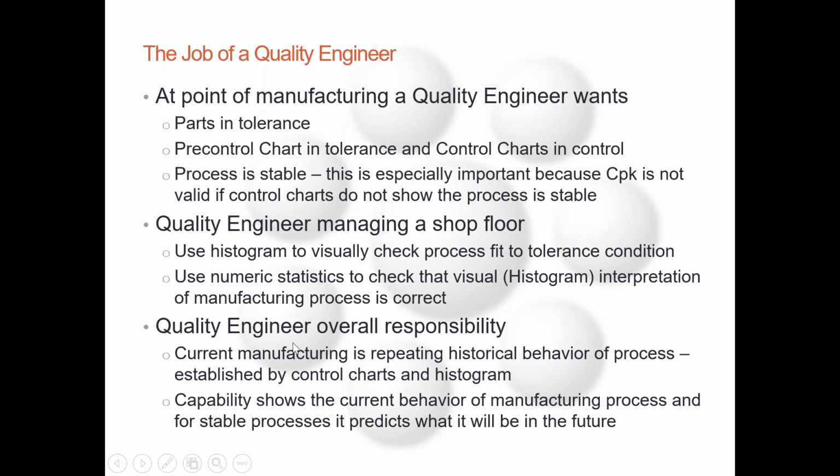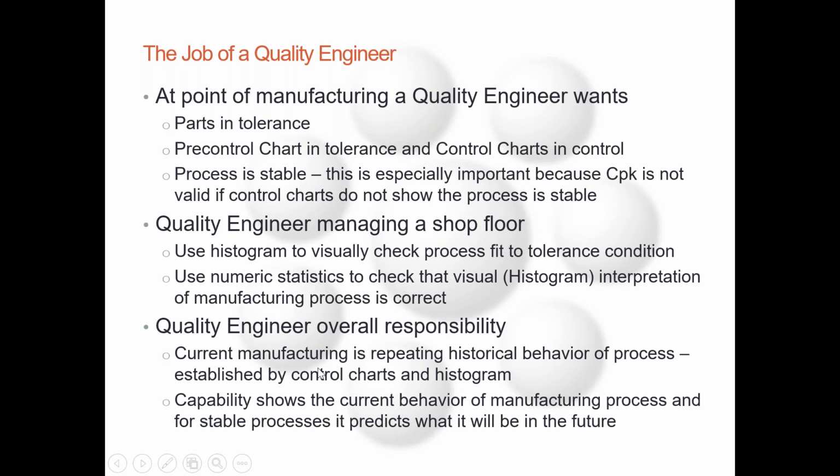The quality engineer's overall responsibility is to confirm that manufacturing is repeating the historical behavior of the process established by control limits. Remember, it's stability, and it's in control. And that shows that the current behavior of the manufacturing process is stable, and it predicts what will be in the future. Getting tongue-tied here, sorry about that.